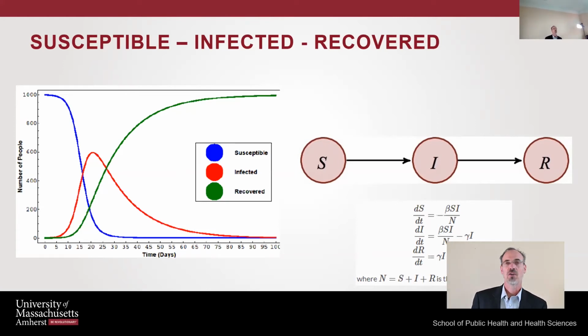Now, in this case, we don't have births and deaths, so S plus I plus R equals the total population. People can only occupy one of those three states at any time. What I want you to notice about these equations is there are these different parameters. So we have parameter beta, which is the probability of a susceptible becoming infected at any point in time. The gamma parameter is the percentage of infecteds that recover at any time.